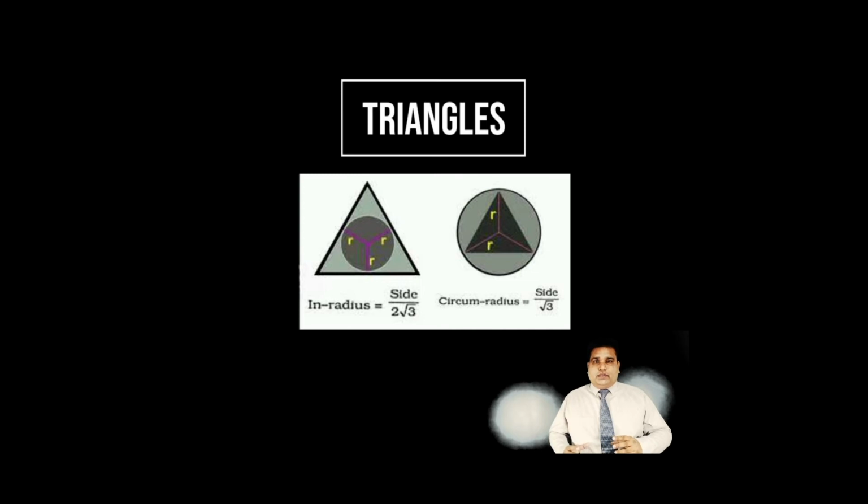Circumcircle of a triangle is what? A circle that passes through all the vertices of the triangle is known as the circumcircle, and the radius of that circle is known as the circumradius.